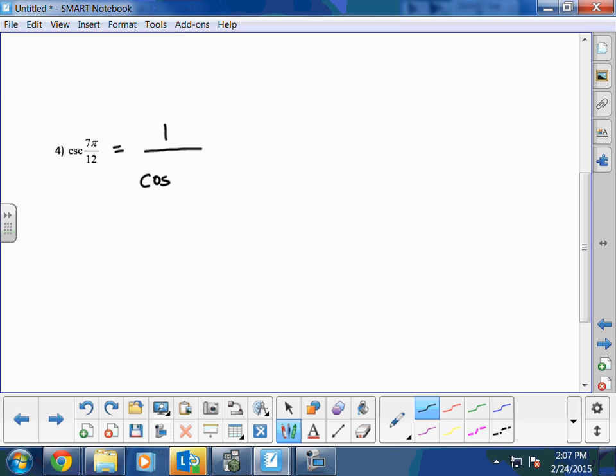Actually, not cosine. Cosecant, I think, is really just sine. Yes, it is. So it's not cosine. You can change it to sine. In terms of sine, this is sine of 7 pi divided by 12. The reason why that's important, actually, I'm starting to notice that.